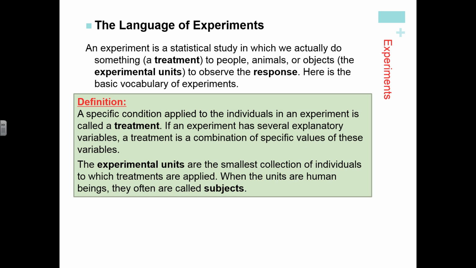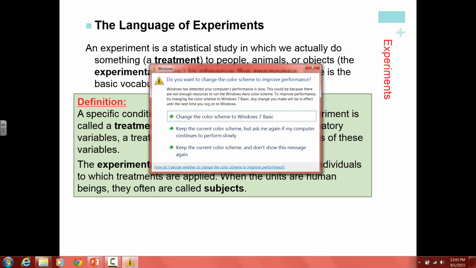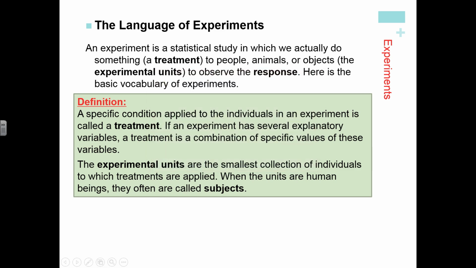So the first thing we need to know is in an experiment we are giving a treatment. So a treatment is what we give. A treatment is what we give to either the person that we're doing the study on, or the animals or the objects, whatever we're doing the study on. We're giving them that treatment to see whether or not that treatment has an effect on them.